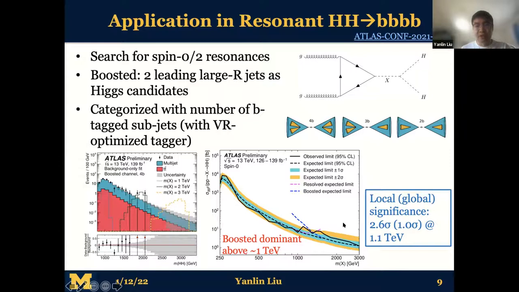So as shown in this plot, we can see the boosted channel has a pretty good sensitivity in the high mass region as shown in this blue dashed line. The largest excess is seen at 1.1 TeV. The local significance is 2.6 sigma, and the global value is 1.0 sigma.